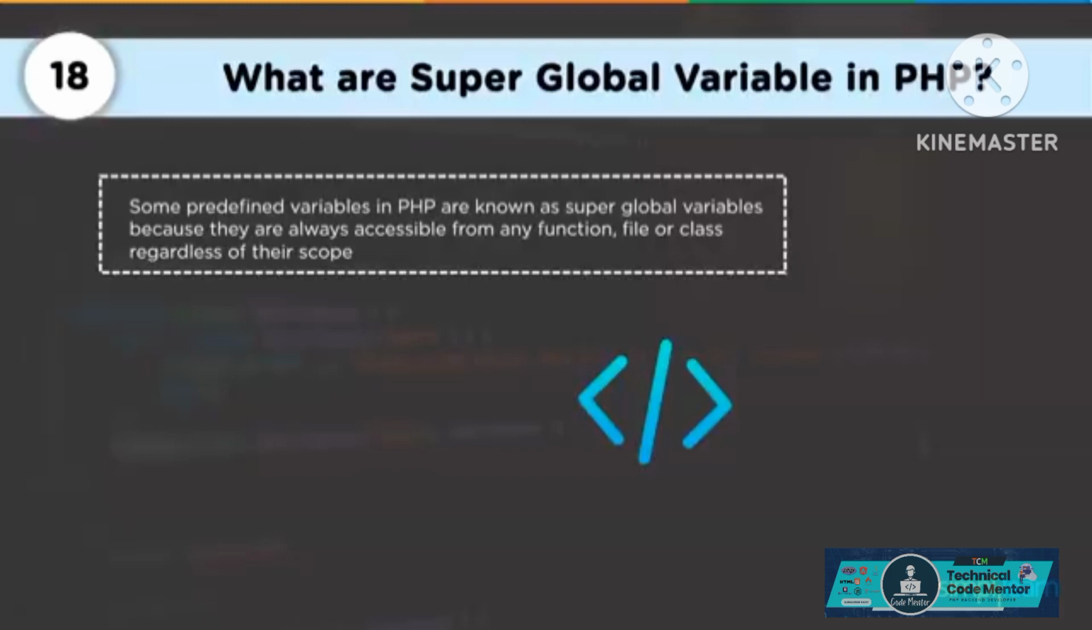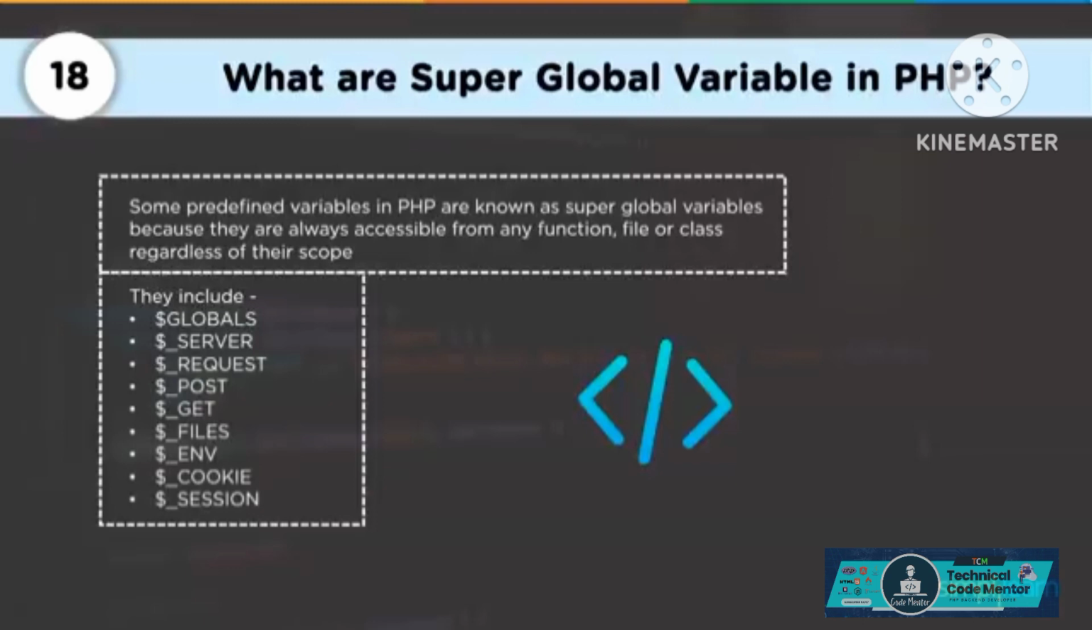So suppose you write a piece of code and you declare a variable inside it, it would be a local variable and could be accessed only in that part of the code. But in case of super global variables, they are accessible throughout the entire code. They include globals, server, request, post, get, files, env, cookie, and session.